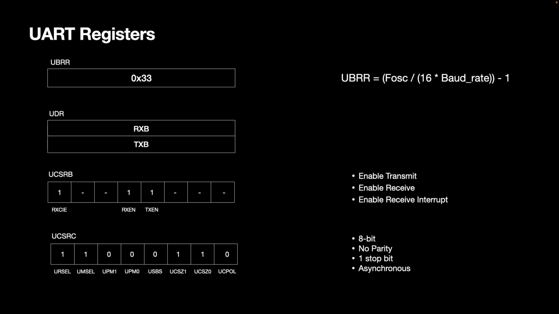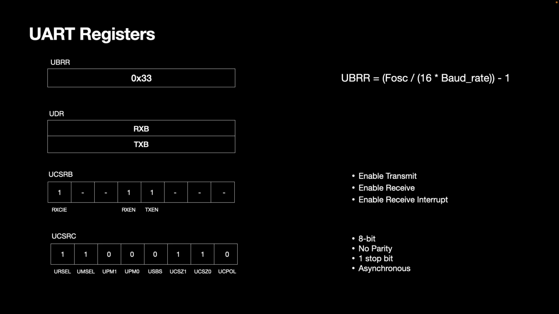In the UCSRC register, UCPOL indicates the clock polarity. We have kept it 0. That means the data will be read on a falling edge of the clock. UCSZ0 and UCSZ1 indicate the size of the data that is transmitted and received in USART. We are using 8-bit data communication, so we have kept these 2 bits 1. The USBS bit indicates the number of stop bits. We are using 1 stop bit.